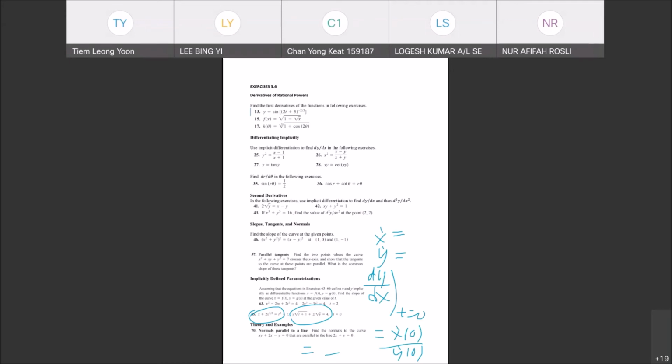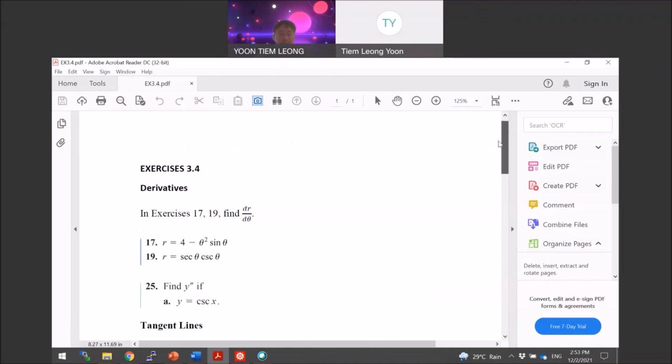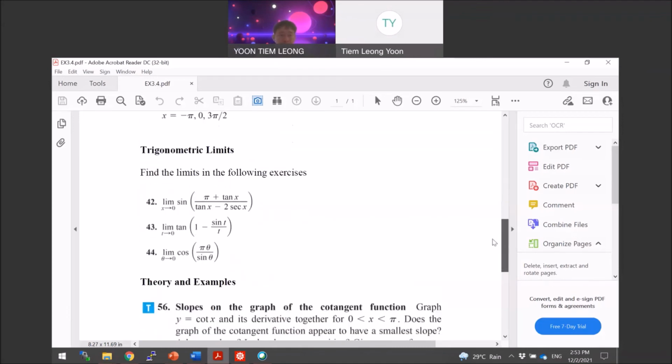Okay, so we are going to continue discussing a new question. Exercise 3.4, question 43: the limit of the tangent of (1 minus sine t) over t when t goes to 0. So this is the question that we are currently trying to answer.